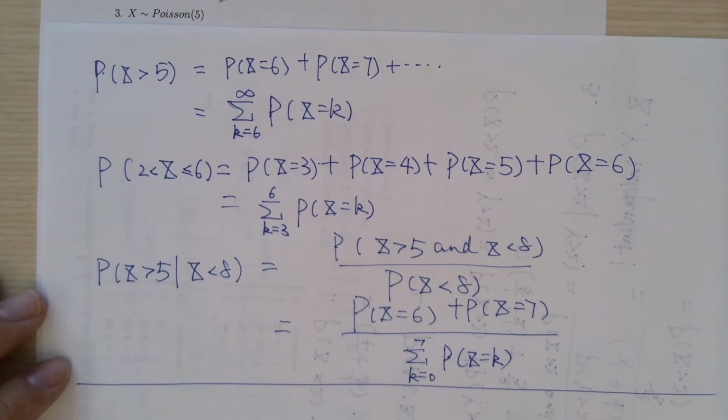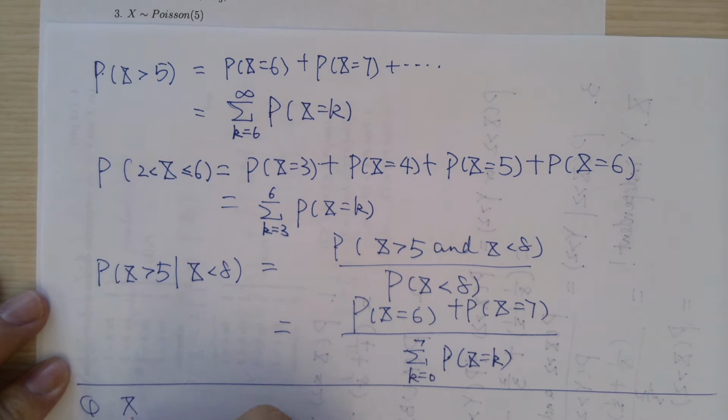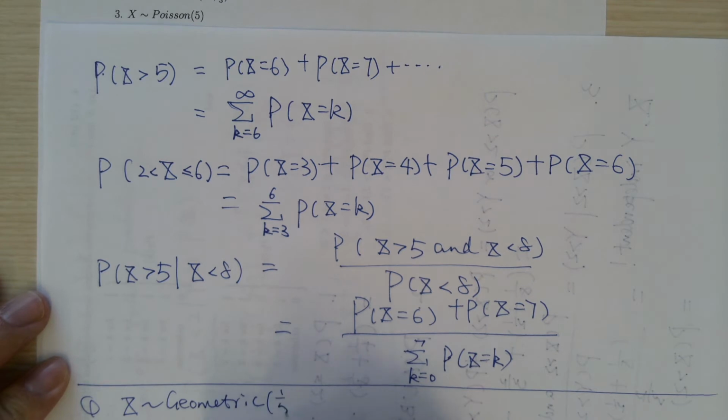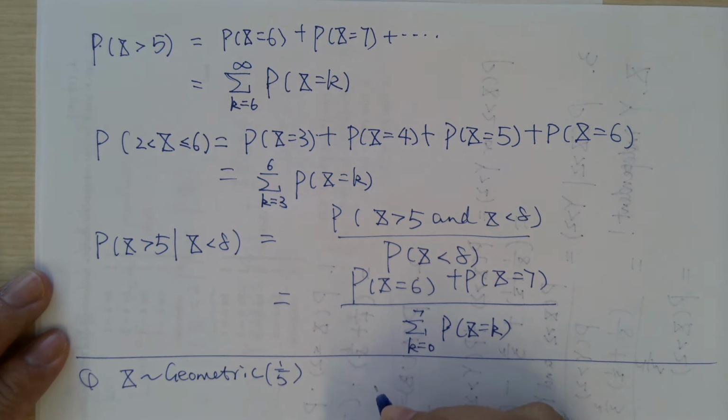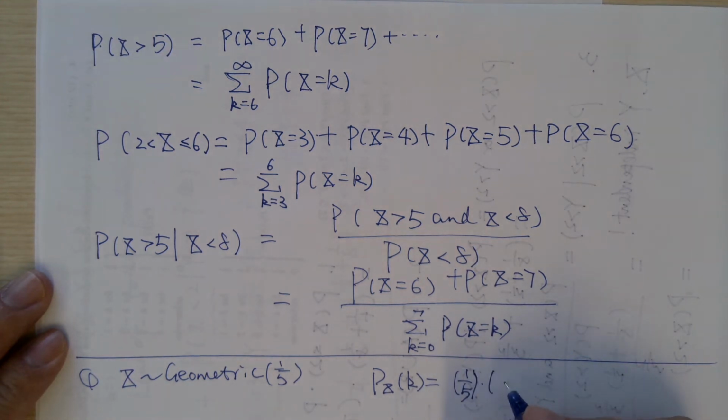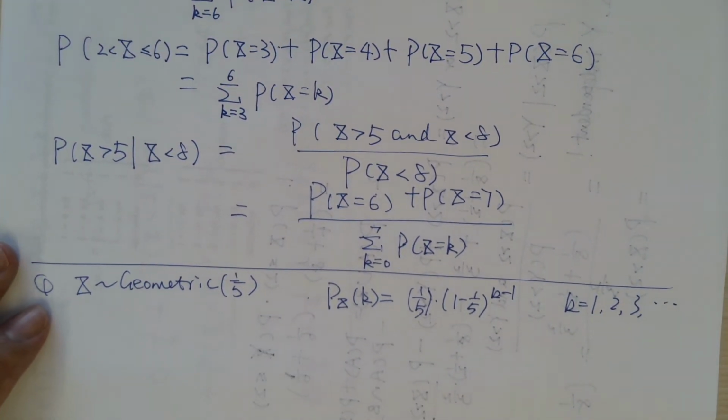So going back to part 1, X is following the geometric with parameter 1/5. The PMF is going to be P(X equals k), so it's going to be 1/5 times (1 minus 1/5) to the power of k minus 1, right? So k is from 1 to infinity. That's something we can tell.